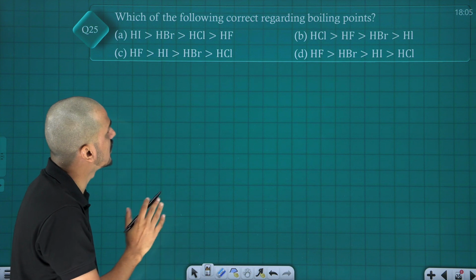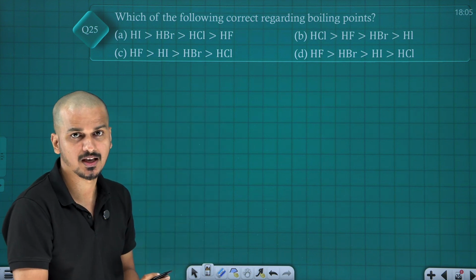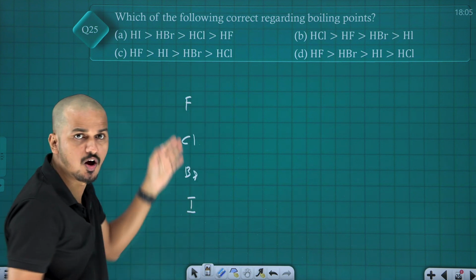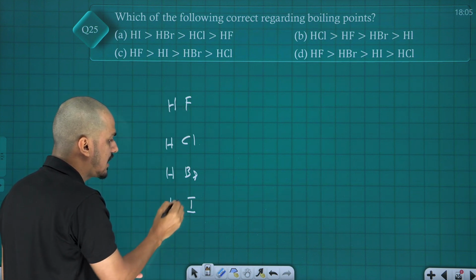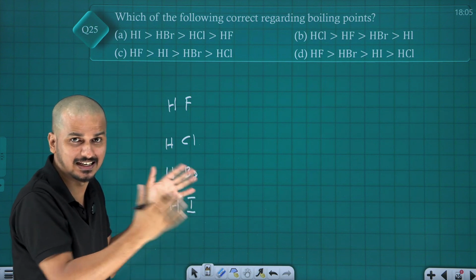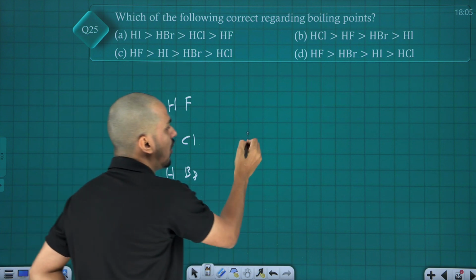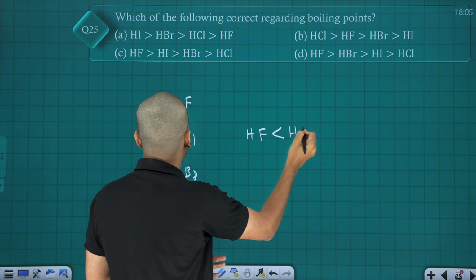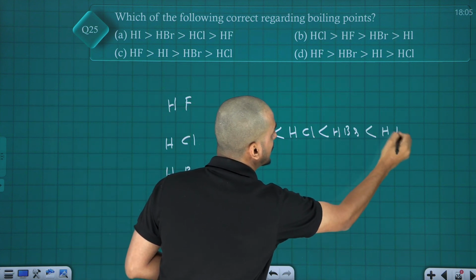What about the next question? Which of the following is correct regarding boiling points? We know fluorine, chlorine, bromine, iodine all belong to the 17th group. They form hydrides HF, HCl, HBr, HI. As we go downwards, the halogen size is increasing, so mass is increasing, and boiling point will increase. So we expect the order HF first, with HF having the least boiling point, then HCl, then HBr, then HI.